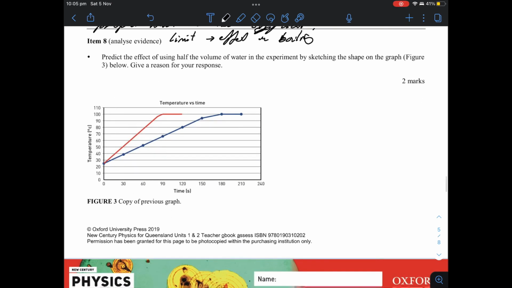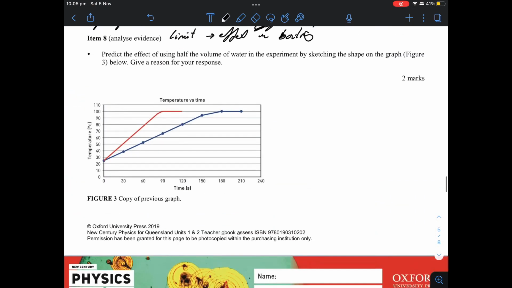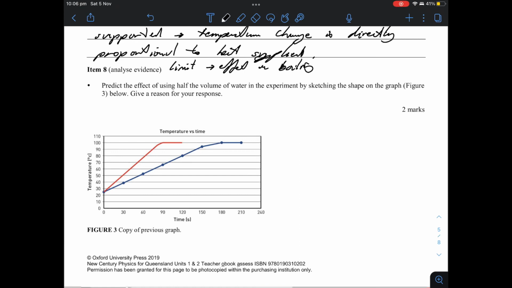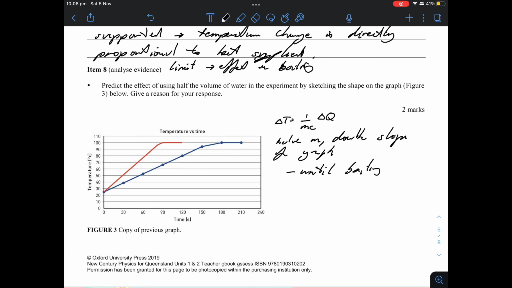Right, so we want to predict what would happen if we change the volume. Well, the slope of our graph depends inversely on the mass of water. So if you halve the mass of water, you should double the slope, up to the boiling region. So essentially, temperature change is doubled. It's going up twice as steeply, and we're getting our double slope graph, shown in red.